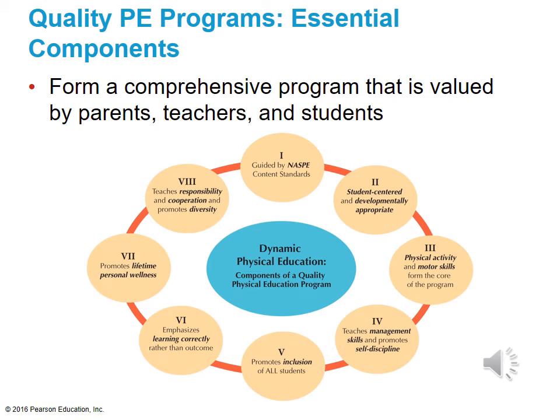To conclude Chapter 1, the last part of Chapter 1 talks about the essential components of a quality PE program. In order to form a comprehensive program where we have a progression within each grade and a progression from grade to grade to grade, we have to have an understanding, and we have to show our parents and our students and our colleagues that we need a comprehensive program, a quality PE program.